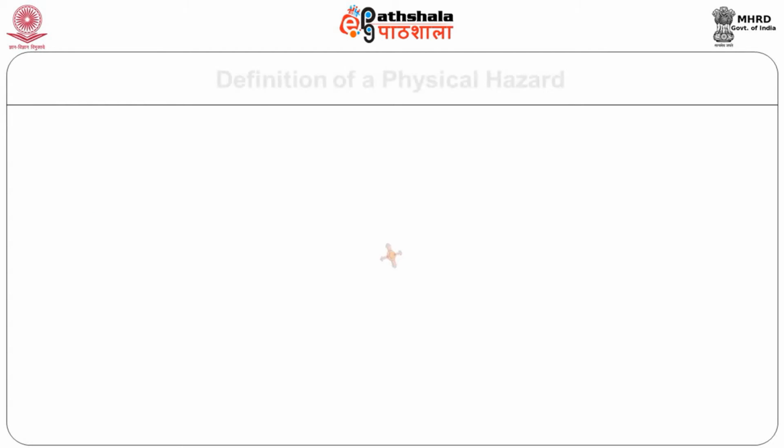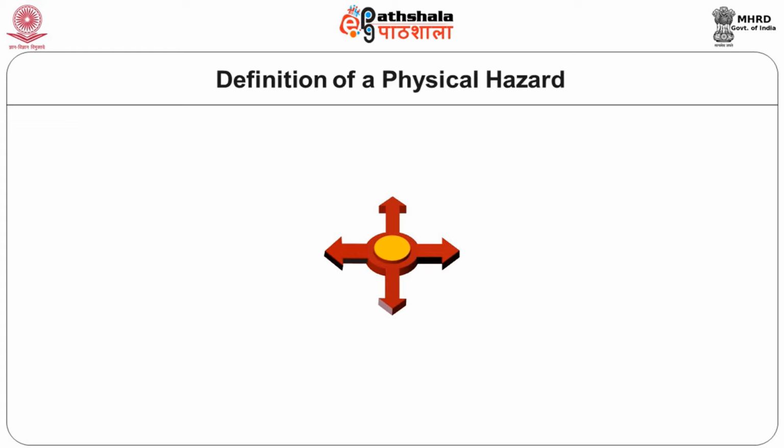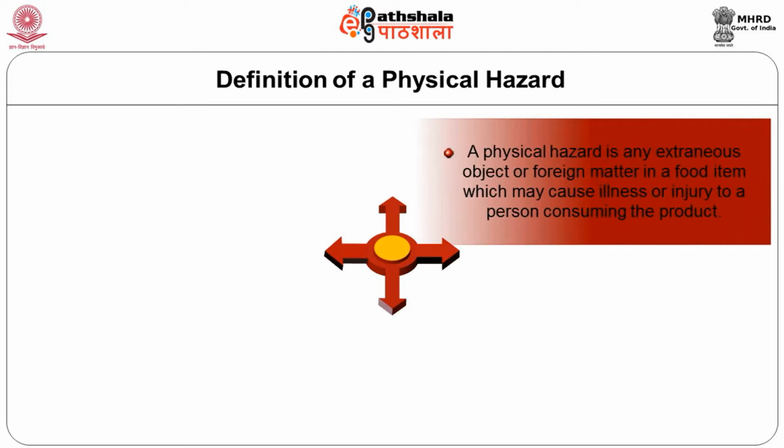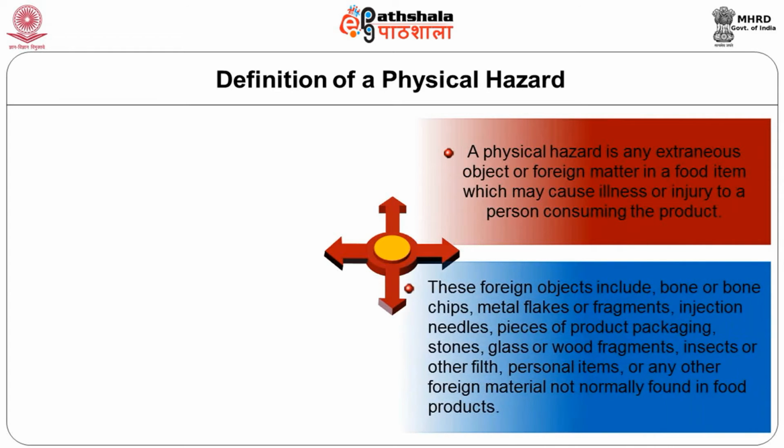Let us now see the definition of a physical hazard that you can see in the figure. A physical hazard is an extraneous or foreign object which is present in the food item and that can cause illness or injury to a person who is consuming that food. These foreign objects include bone chips, metal flakes or fragments, injection needles, pieces of product packaging, glass, wood fragments, insects, filth, personal items and any other foreign matter which is not normally found in the food products.